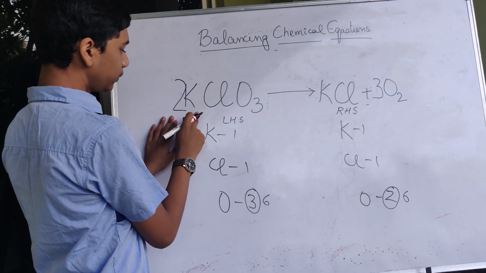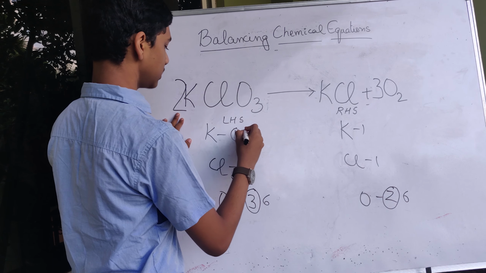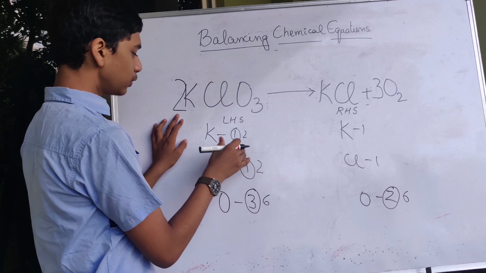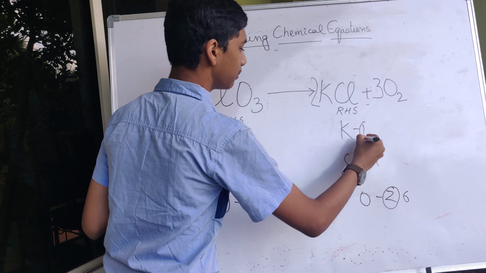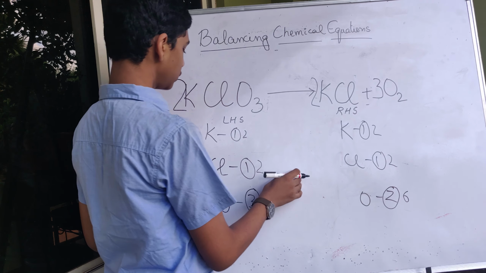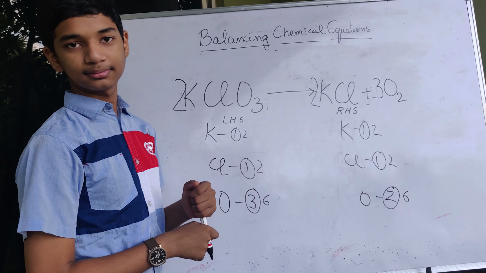However, it has unequated potassium and chlorine. So, the new number of potassium atoms is 2 and the new number of chlorine atoms is 2. To equate both of these, multiply this with 2. So, the new number of potassium atoms is 2 and the new number of chlorine atoms is 2. So, we have 2, 2, 6 and 2, 2, 6. So, this equation has been balanced.